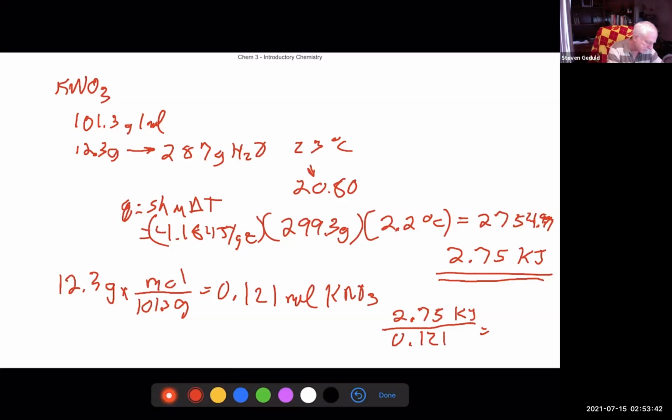So it would be this many kilojoules per mole, because we have 1 mole of potassium nitrate in our balanced formula. We have 2.75 divided by 0.121, which is 22.7 kilojoules per mole. I think that's what they wanted. Let me double check. Make sure they wanted kilojoules per mole. Yes, they did. Okay, that should be it.